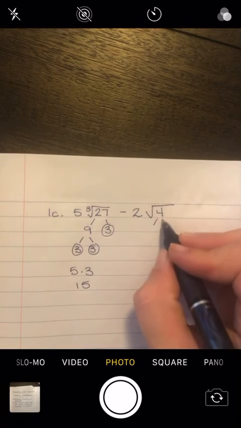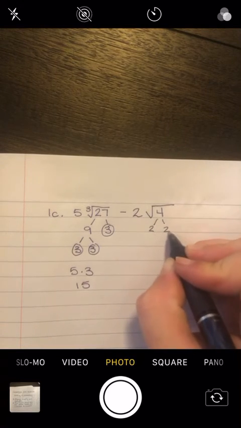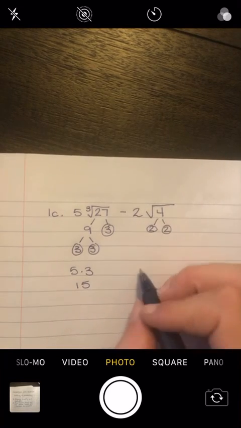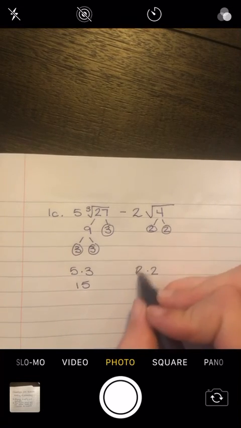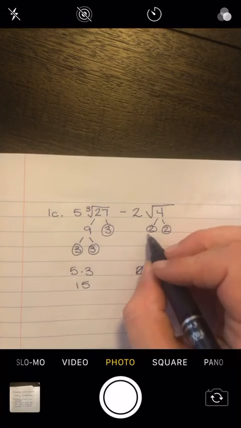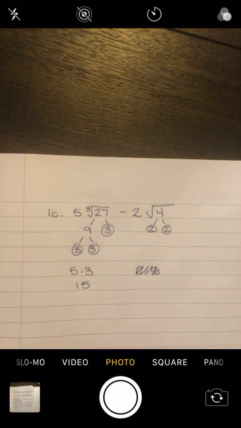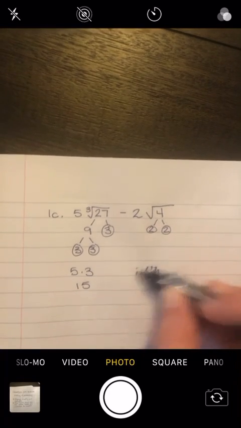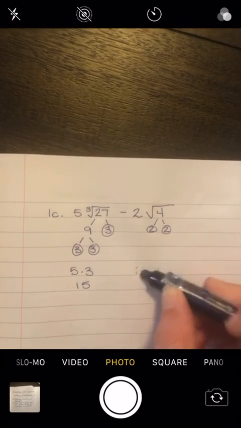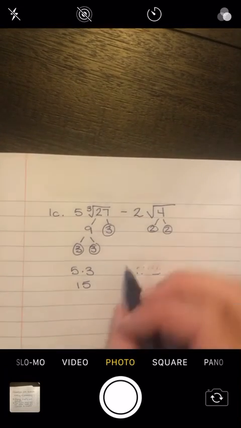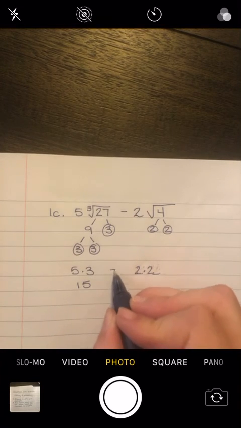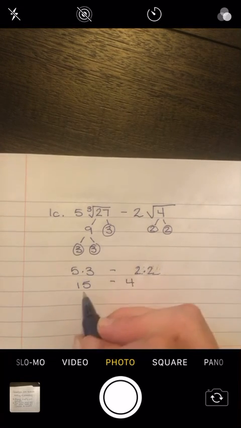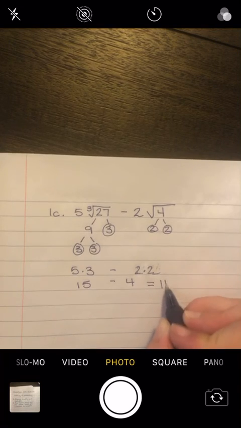And then same thing, if I were to break down 4, it's 2 times 2. And so again, that can come out. 2 times 2, so the 2 can come out. Oh, let me not erase that. Y'all, these are erasable pens. They're the coolest thing in the world. So 2 times 2 is 4. And 15 minus 4 is 11.